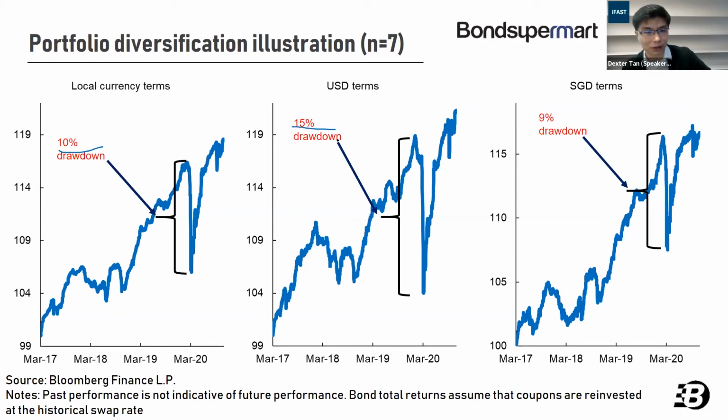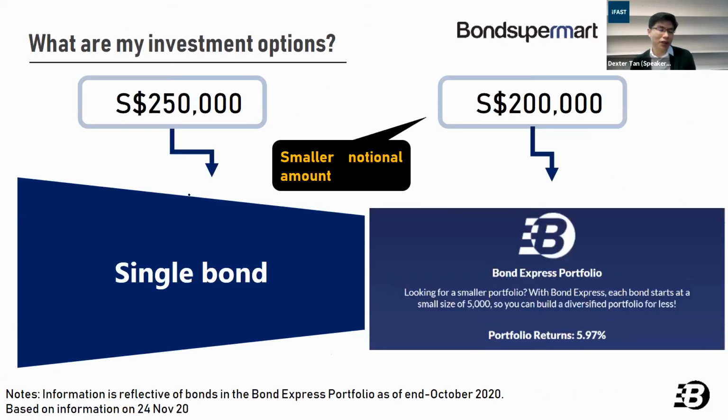And so this is 15% in US dollar terms, and 9% in Sing dollar terms, and 10% in local currency terms. So now we take another step further. We diversify the portfolio more, and then we have n equals to 20. So here in the Bond Express portfolio, as I mentioned earlier, there are actually 20 bonds, and there are a couple of options for you as an investor.